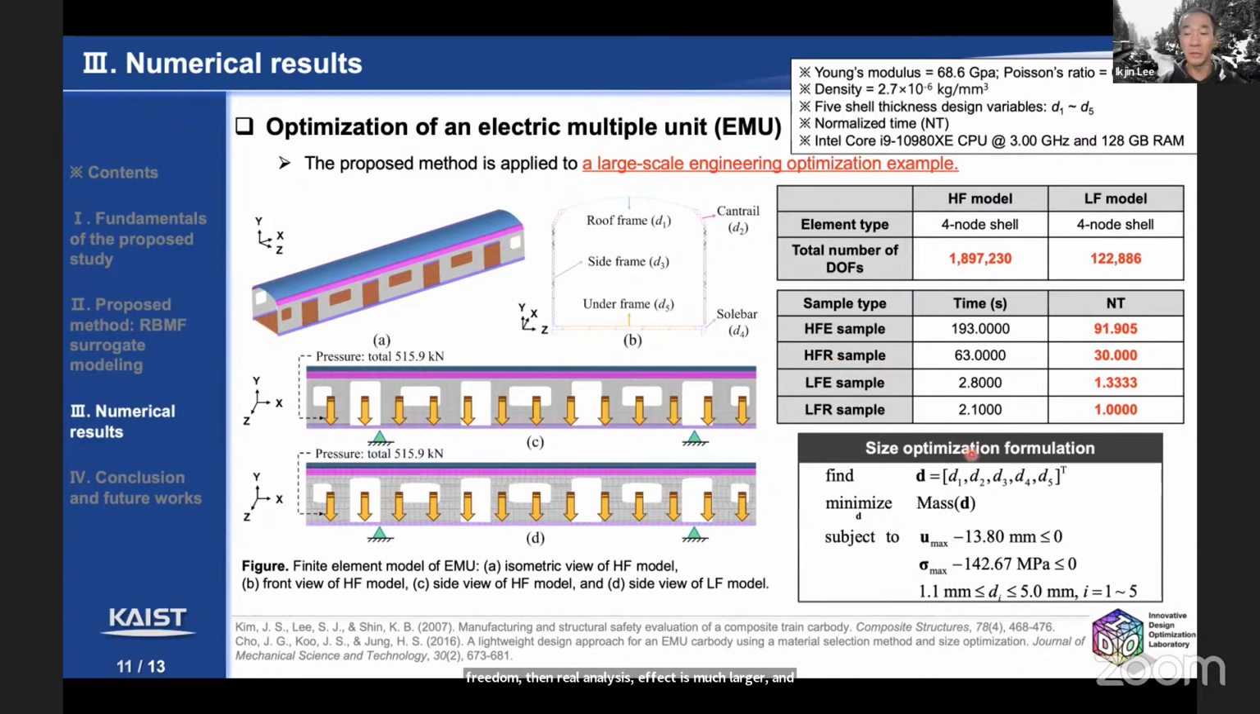And the optimization formulation is given here. We are going to find the 5 design variables to minimize the mass of the car body subject to a displacement constraint and a stress constraint.